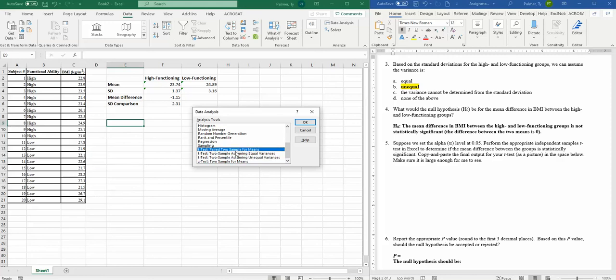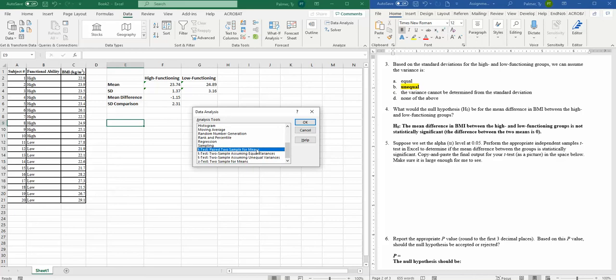This first one, the paired 2 sample for means, the PowerPoint talks about this. This actually is not an independent samples t-test. This is what we call a dependent samples t-test. We'll talk more about dependent samples t-tests in the next how-to video, in the next PowerPoint. But FYI, this is not an independent samples t-test.